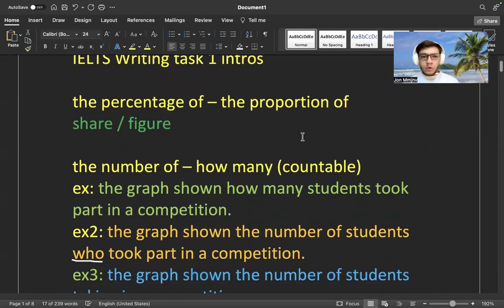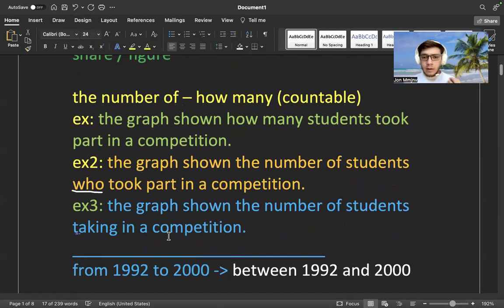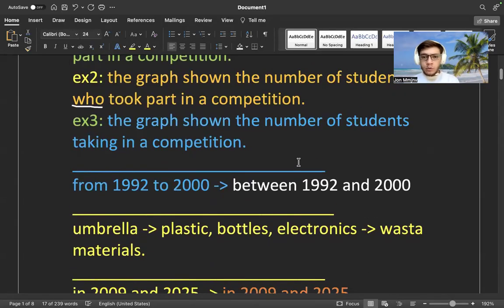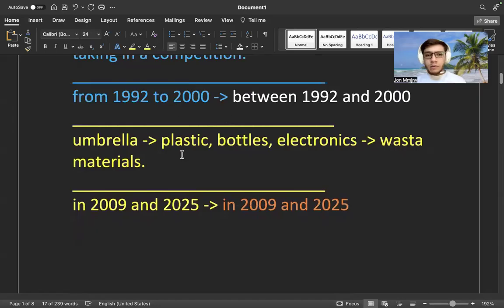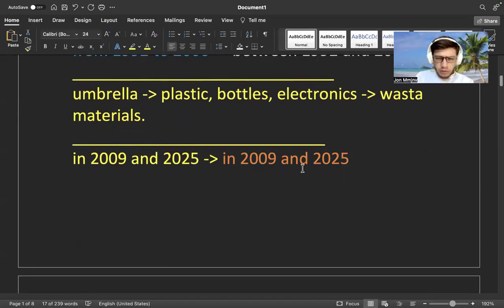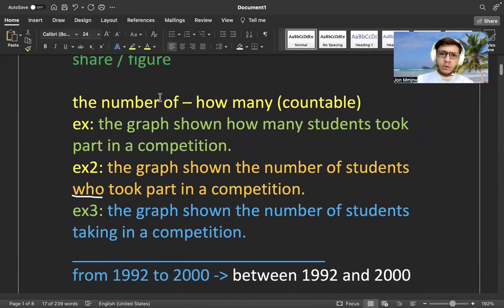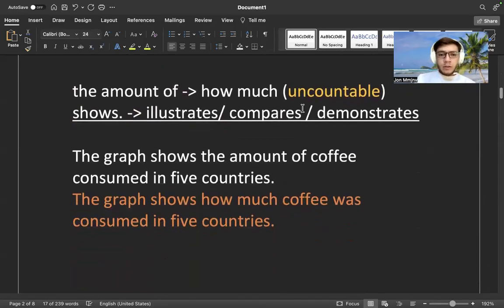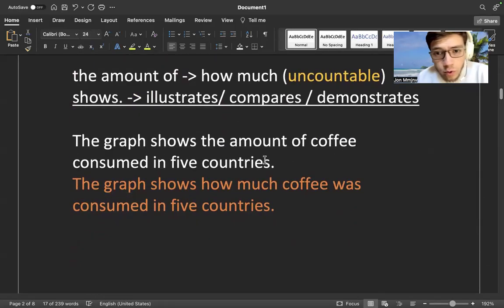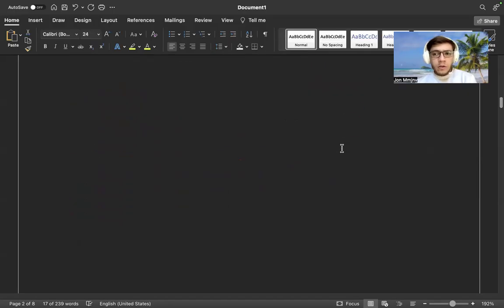Again, percentage, proportion, share, figure, you can write them. How, the number of, how many. And then we have three examples of three different grammar. If you see from, use between. If you see between, use from. Then we have the umbrella technique. We haven't used this today, but maybe later. 2 years. We haven't had 2 years. If you see the amount of, use how much. If you see the number of, use how many. The grammar will be different. You can also use, so how much coffee was consumed, the amount of coffee consumed.